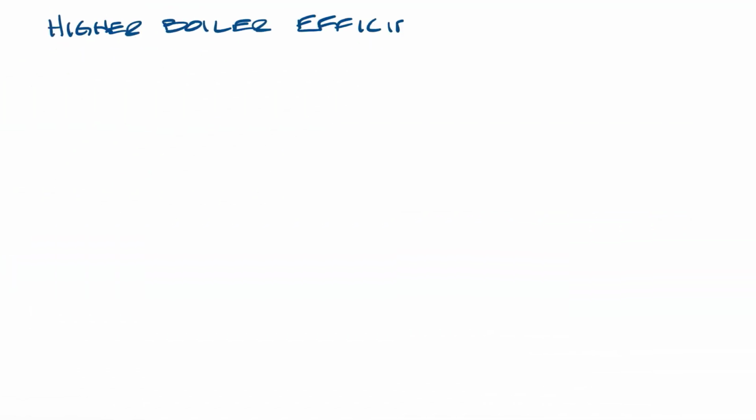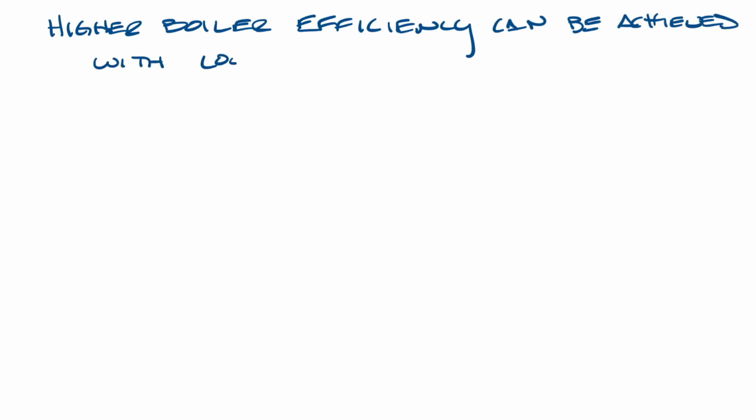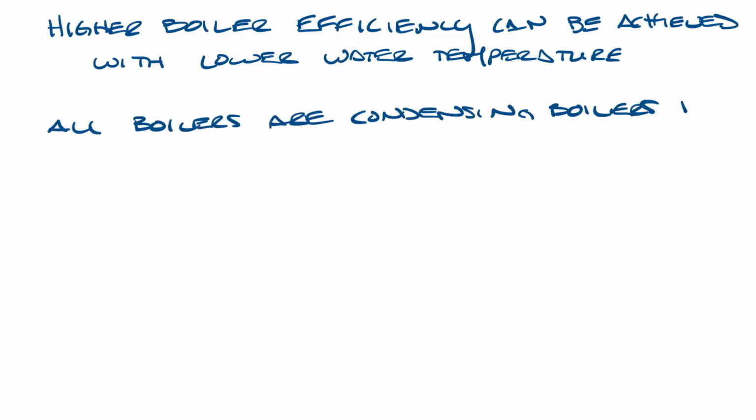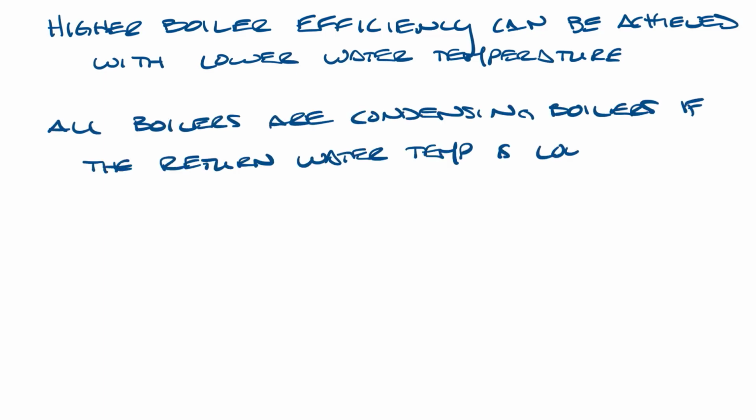So let's start by bringing those two statements up here. In the video a couple weeks ago, I said that higher boiler efficiency can be achieved with a lower water temperature. And then in the last video, I said that all boilers are condensing boilers if the return water temperature is low enough. So I want to look at this a little bit more because I feel like I didn't quite clarify it. So let's bring back the boiler from the last video.